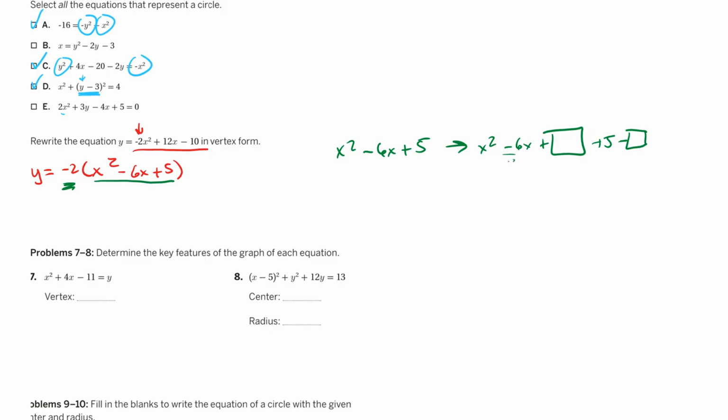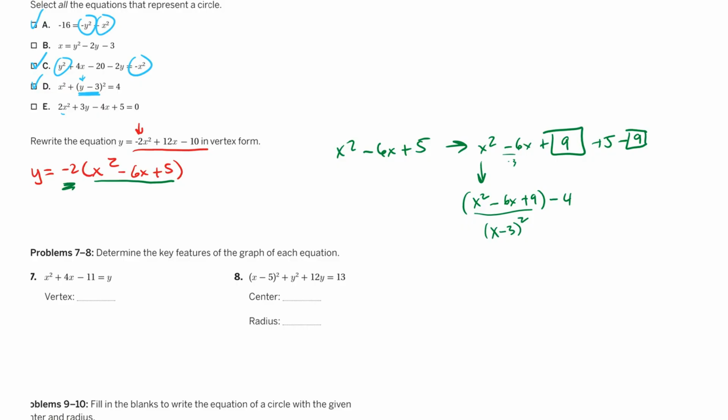Divide this by 2, which is negative 3. Negative 3 squared is just 9. And then I subtract 9 over here. So what this ends up becoming is x squared minus 6x plus 9 in parentheses minus 4. And now this is one of our identities, and that ends up becoming x minus 3 squared.